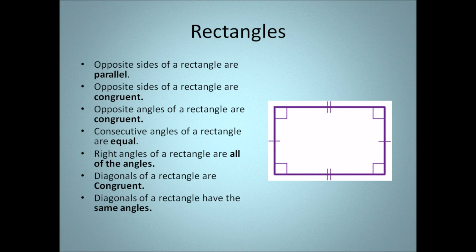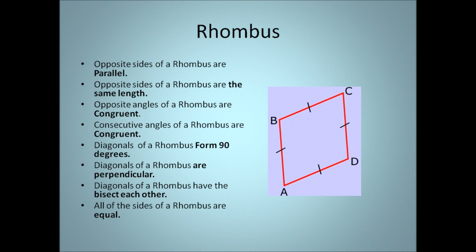Up next we have the rhombus, with 8 properties. The opposite sides of a rhombus are parallel and the same length. Opposite angles of a rhombus are congruent. Consecutive angles of a rhombus are congruent. Diagonals of a rhombus form 90 degrees. Diagonals of a rhombus are perpendicular. Diagonals of a rhombus bisect each other. And all of the sides of the rhombus are equal.